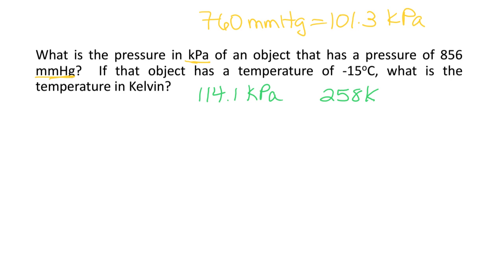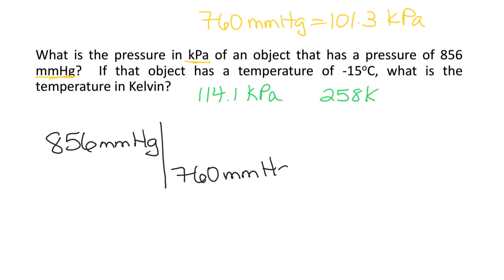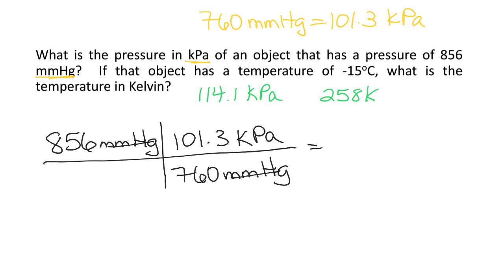Okay, so let's go ahead and do it. We're going to start with 856 millimeters of mercury. And since that's on top, I'm going to put the 760 millimeters of mercury on bottom because I need to cancel out the millimeters of mercury, and the 101.3 kPa on top. Okay, and that's when you multiply 856 times 101.3 divided by 760, and you get 114.1 kPa.